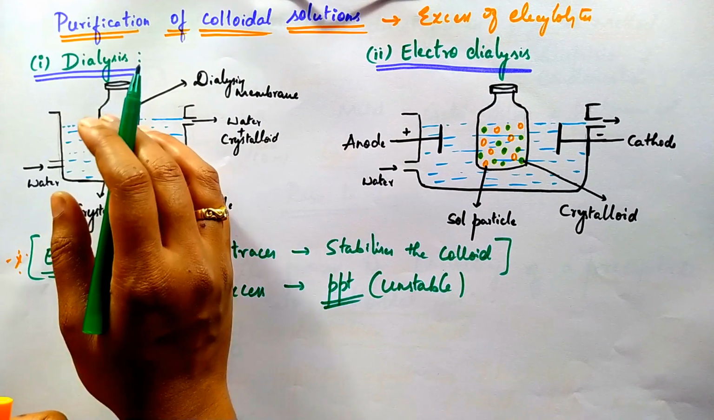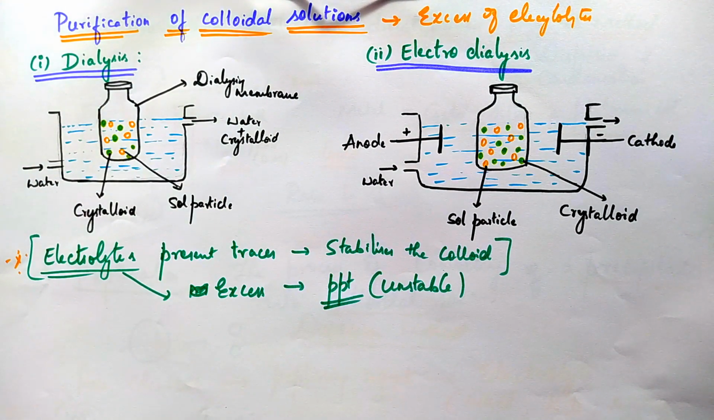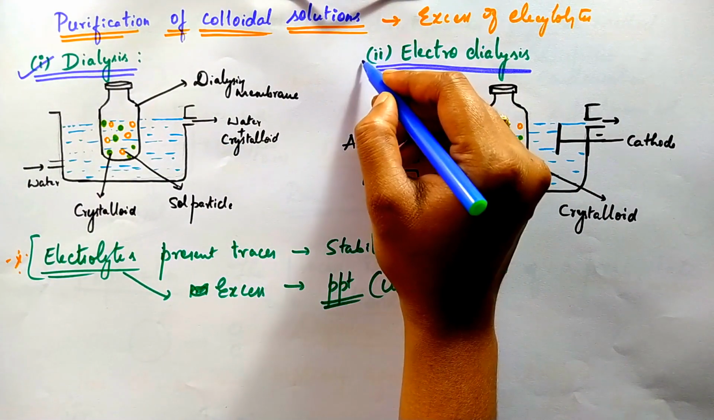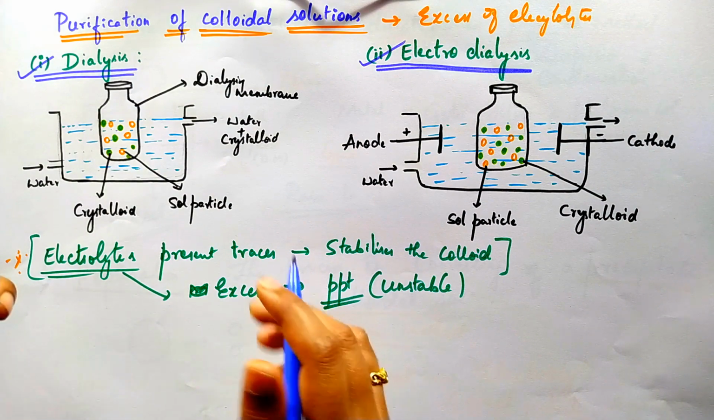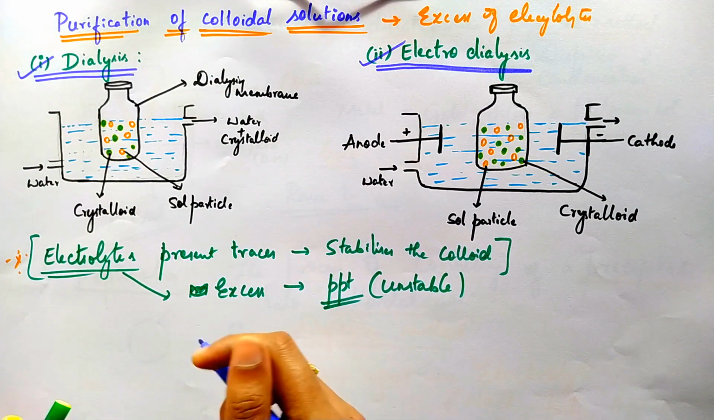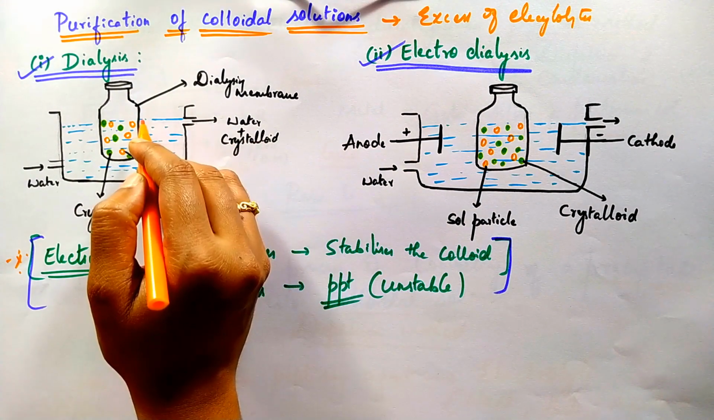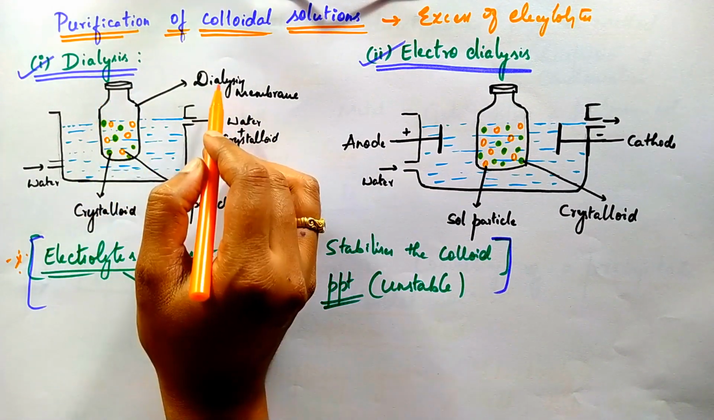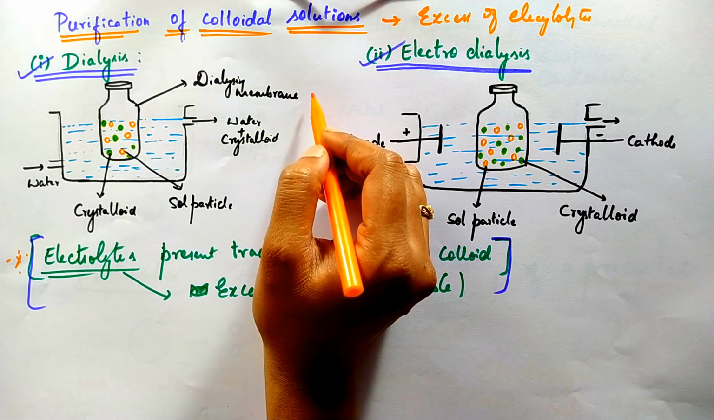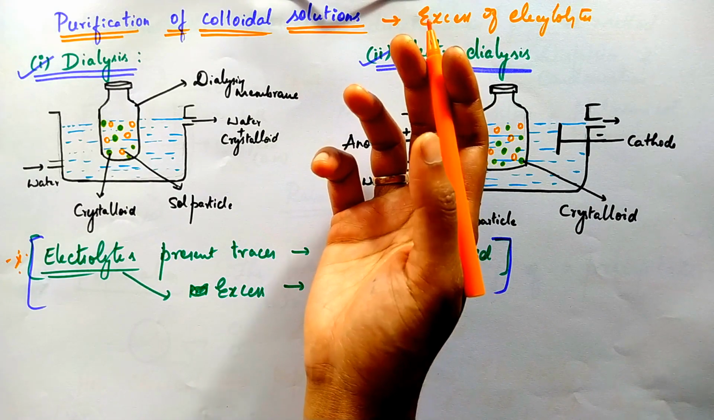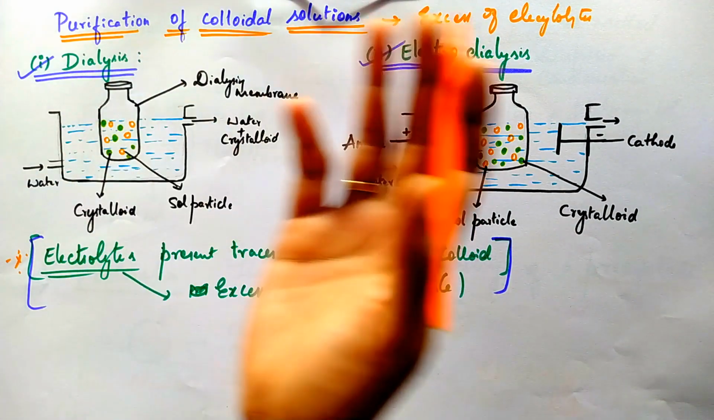There are three methods in the purification of colloidal solution. The first one is dialysis, the second one is electrodialysis, and the third one is ultrafiltration. Let us see them one by one. The first one is dialysis. I have drawn the figure here. I have taken the dialysing membrane, which is made of animal membrane or parchment paper. Animal membrane means a bladder, a pig bladder. You can take a pig bladder.